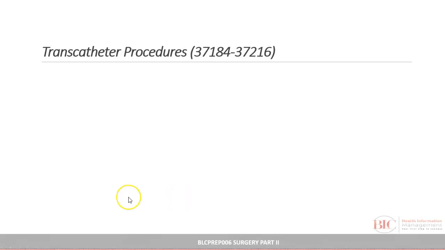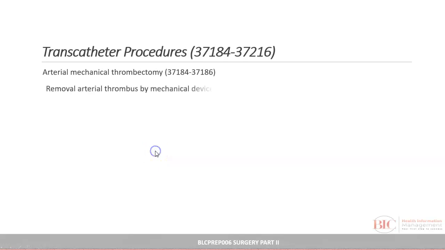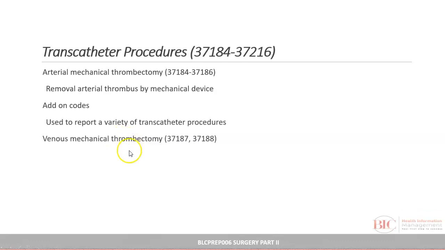Your transcatheter procedures, 37184 to 37216. You may find an arterial mechanical thrombectomy in this section, which is a removal of arterial thrombus by a mechanical device. There are add-on codes, which are used to report a variety of transcatheter procedures. The venous mechanical thrombectomy is 37187 or 188, and this is removal of a venous thrombus by means of a mechanical device.